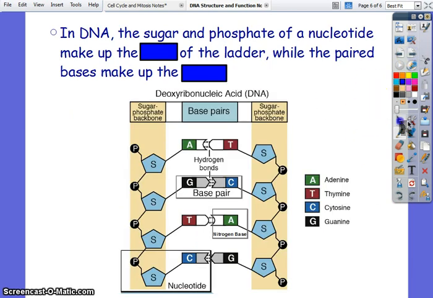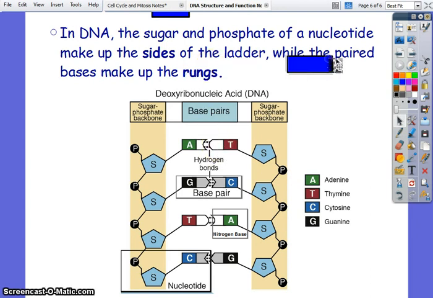Finally, in this last slide, you'll see that in DNA, the sugar and phosphates make up the sides of the ladder. They alternate, sugar and phosphate, and the paired bases make up the rungs. Some important things to remember: hydrogen bonds hold the bases together in the middle. This is important because hydrogen bonds are really weak. They're the weakest type of bond, so we know that it's easy to break, and we'll talk about why your DNA would have to break and separate later on in this unit.